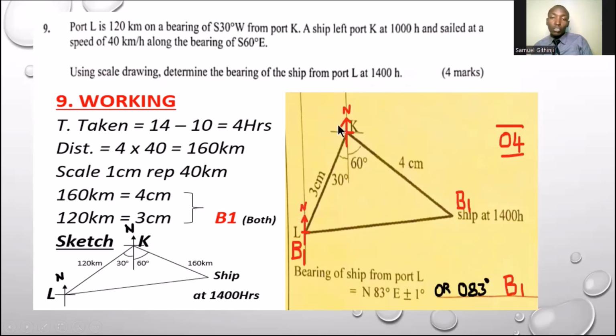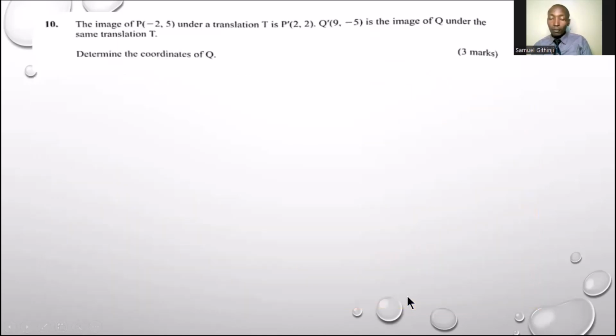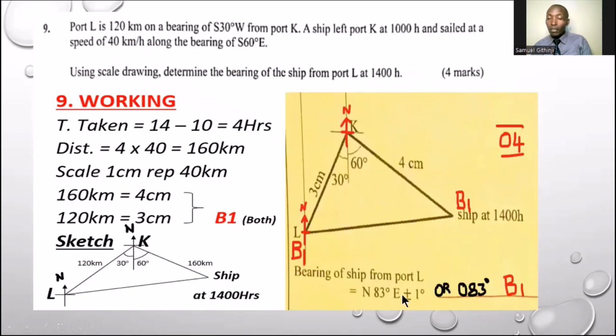Having done that, you need to construct a line that is parallel to this one at this very same point. Having done that, yes, you can measure now this angle. You can measure an angle from the north. Remember, the angle here is from the north, and that is the bearing of the ship from port L. If you have to give it in compass bearing, it will be north 83 degrees east, maybe plus or minus 1. Yes, plus or minus 1 for the allowance there. And in case you want to give it in true bearing, 083.